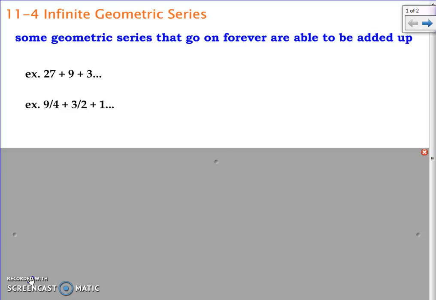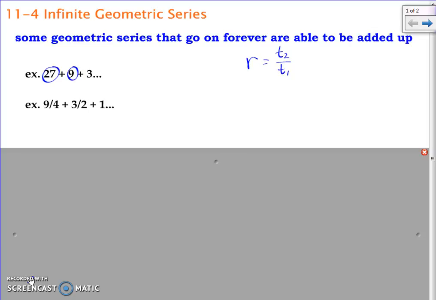This one is 9/4, 3/2, and 1. What's happening there? What's the really easy way to find our common ratio? We should know this. If you have a list of numbers and it's geometric, how do you easily find the common ratio? Take the second term divided by the first term. Okay, so we could have found that on this one. Take 9 divided by 27 and you get 1/3. So that's what you're multiplying by.